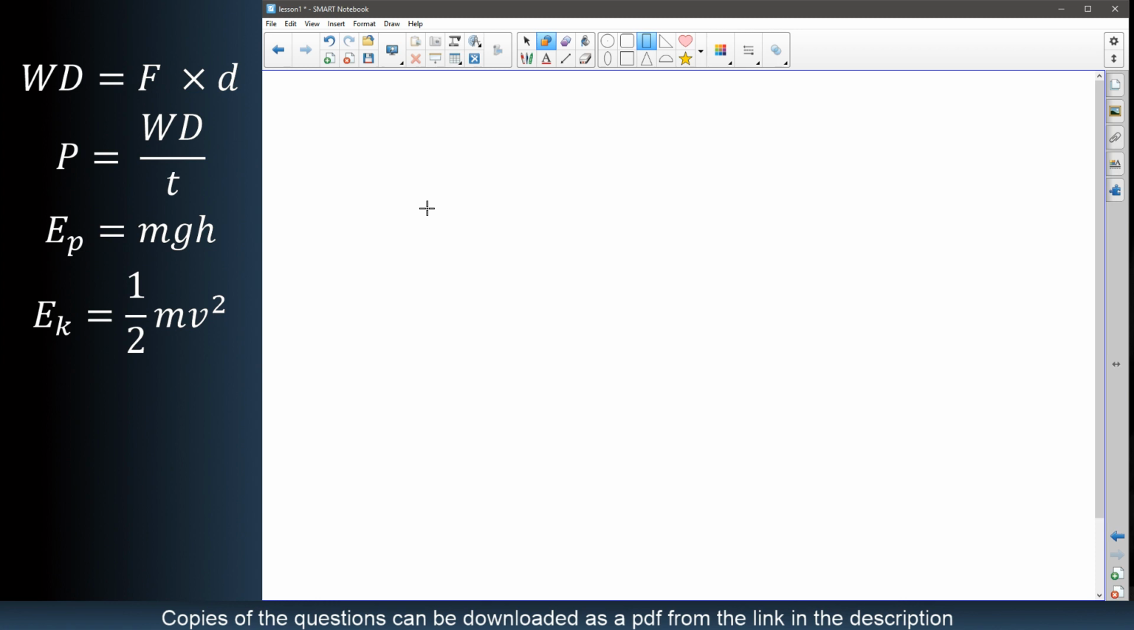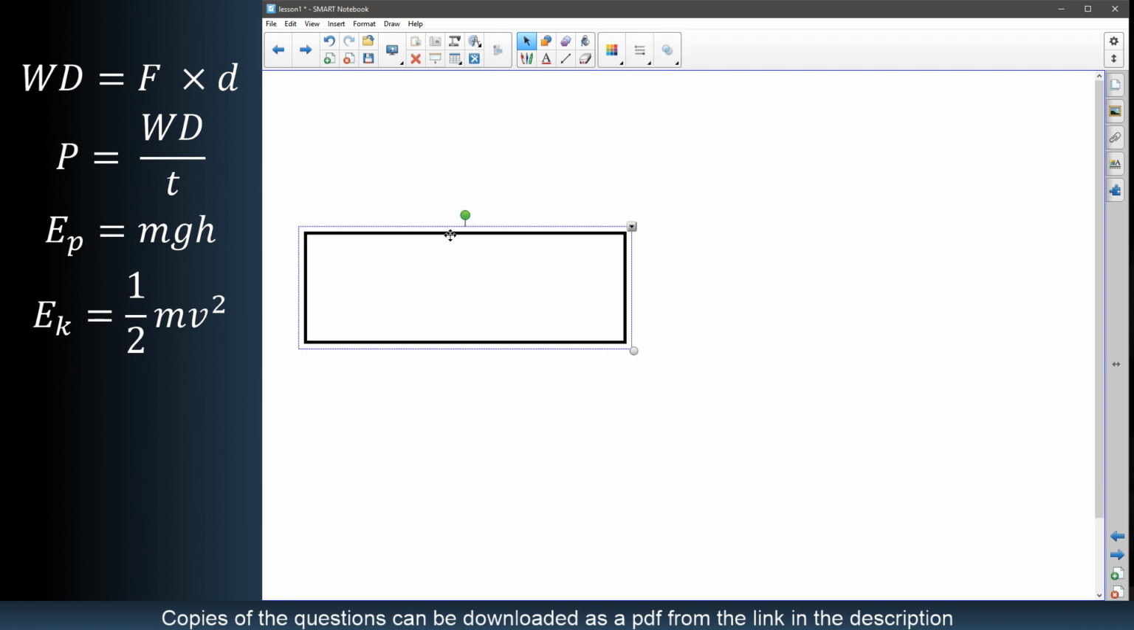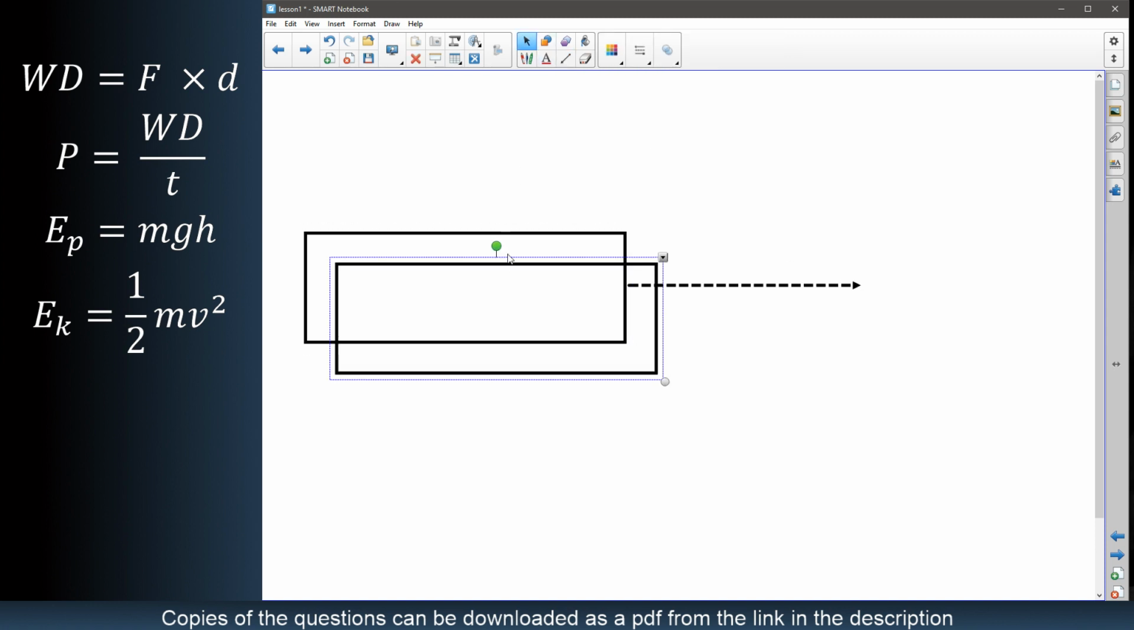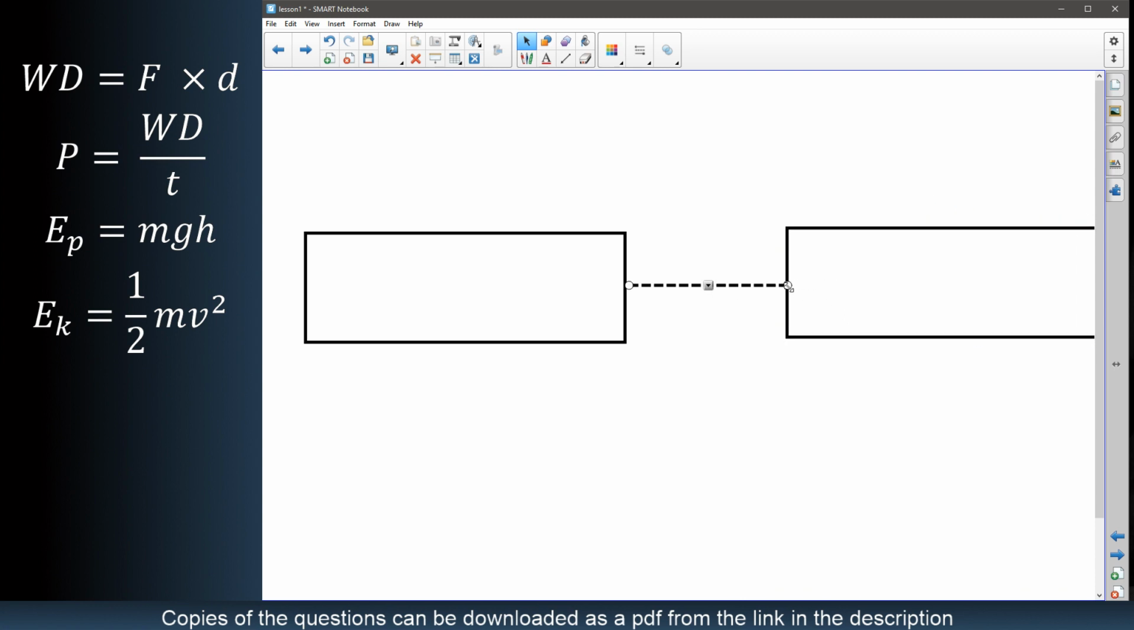So if I take an object, any object at all, so there's a little box, and I want to move that object from here over to somewhere else. So let's put a little dotty arrow. I want to take this object and move it over here, so that it ends up there. Then that's going to require a force to do that. Some size of force F is going to be required in order to make that happen. So we'll stick a little F in there.